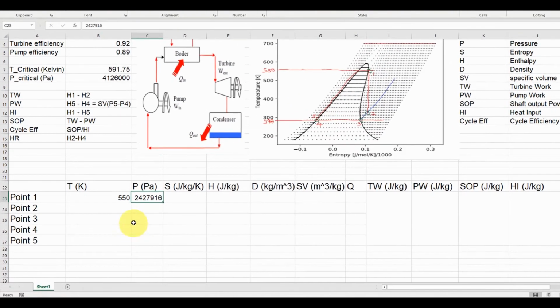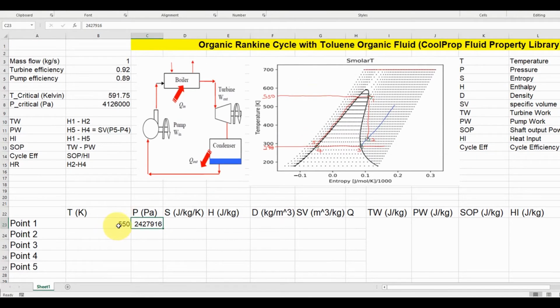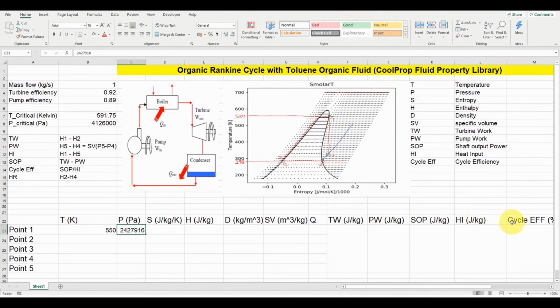Here we've specified the temperature at point 1 to be 550 Kelvin, and the pressure at point 2 is 2427916 Pascal. All the units I've specified here are the units as can be obtained in CoolProp, so I'm going to be working with these units. At point 1, we know our temperature and we know our pressure, so we can calculate our entropy.